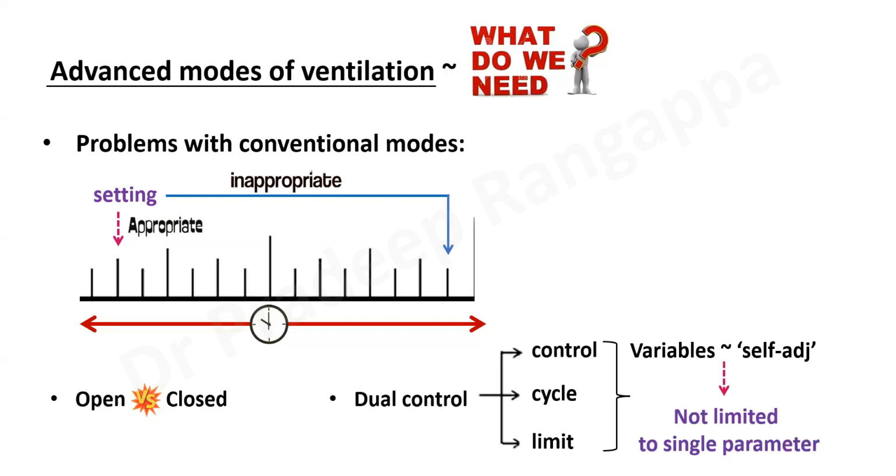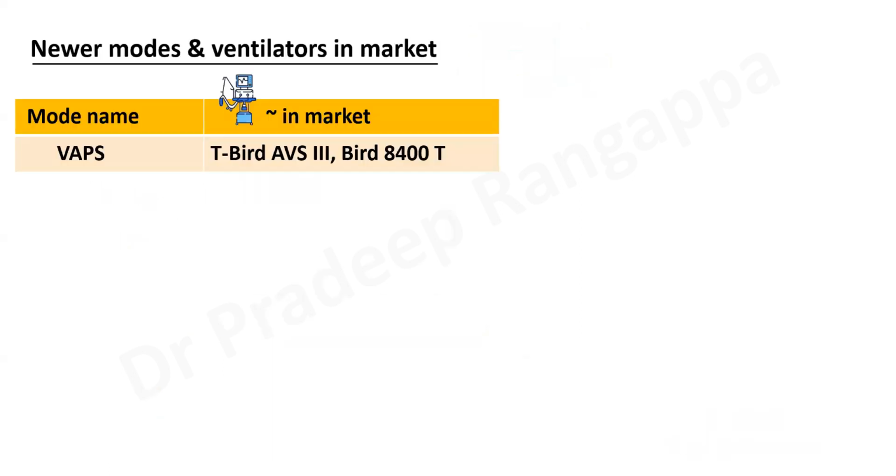And these adjustments are not limited only to the volume, only to the pressure. These variables are spread across; they even adjust the flows, they adjust the inspiratory-expiratory ratios, they can adjust the volume to make sure that the goals that you have set are achieved. So, very broadly, classifying newer modes of ventilator.